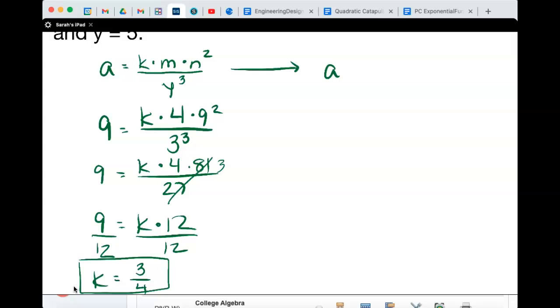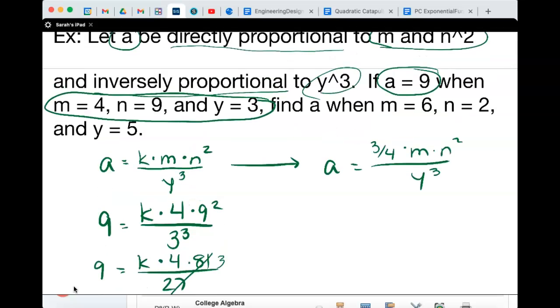And they never really asked for the equation, so I'm just going to leave it looking kind of weird. Typically, I never want a fraction, but this isn't my final answer, so I'm just going to leave it. Okay, so now we can plug in 6, 2, and 5 into my variation equation. This isn't going to simplify nicely.